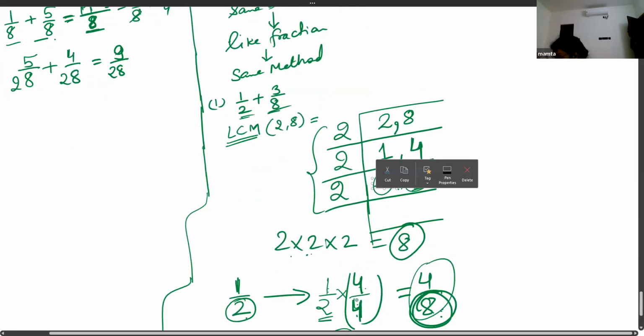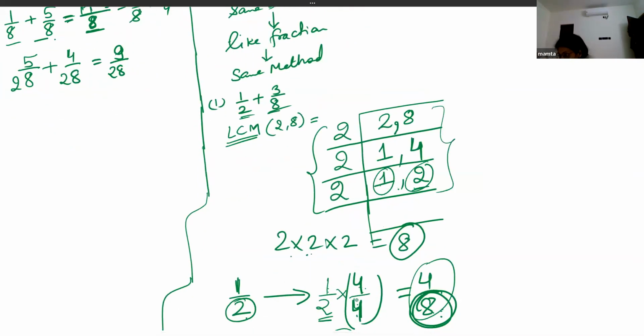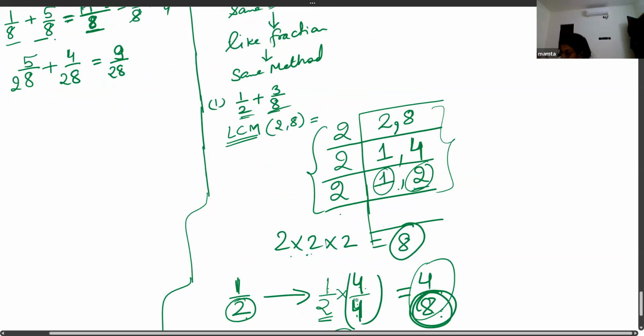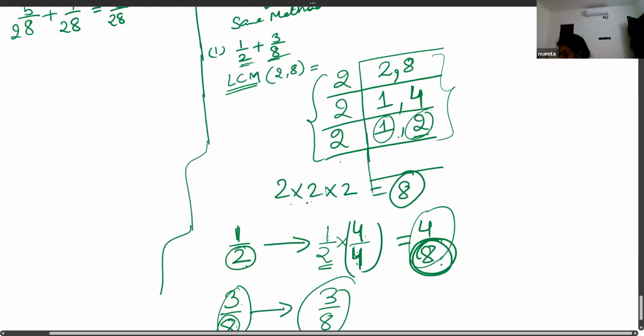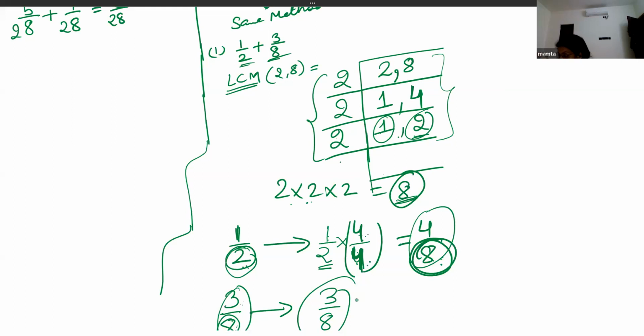Divide 2 and 8 together and multiply the common divisors. So you'll get 2 into 2 into 2, the least common multiple, that is 8. Now, how would you make this 2 as 8? By multiplying by 4. You are not allowed to multiply 4 only with the denominator.